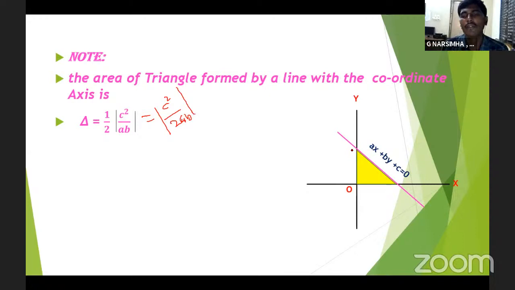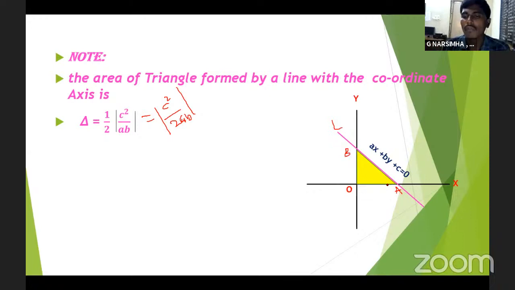When the line ax plus by plus c equals to 0 forms a triangle, the yellow shaded region represents the triangle made by both coordinate axes in a plane and the line L equals to 0. The area of the triangle is formed by the line ax plus by plus c equals to 0 with the coordinate axes, both the x and y axis. Suppose the intersecting point of the line and the x-axis is A, and the intersecting point of the line and the y-axis is B.